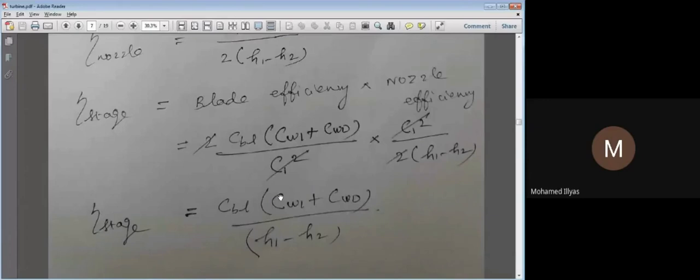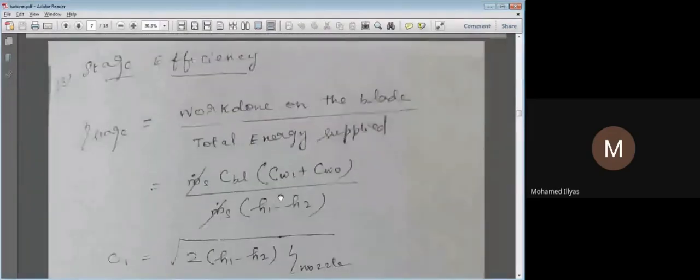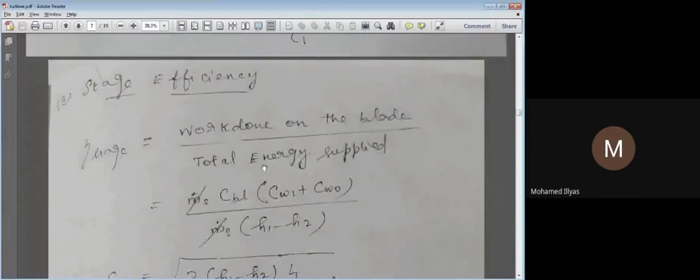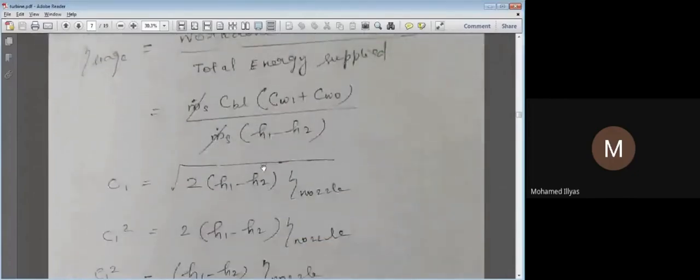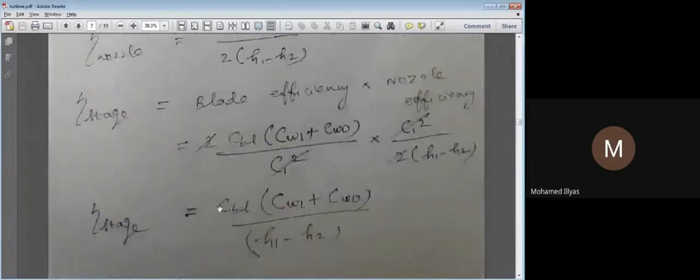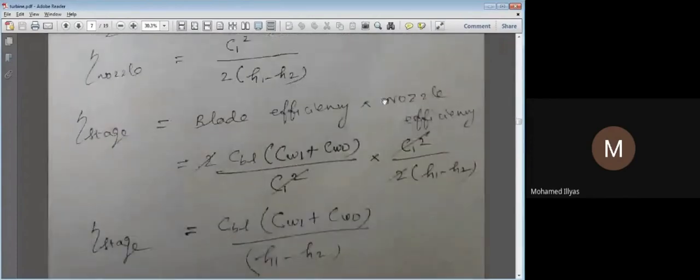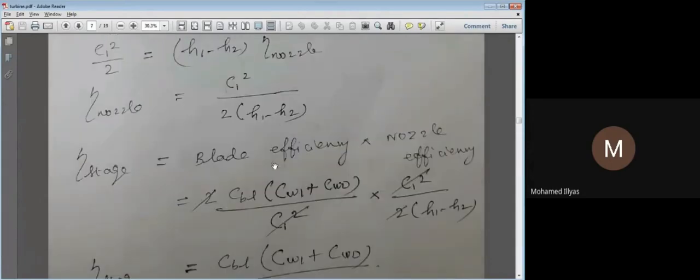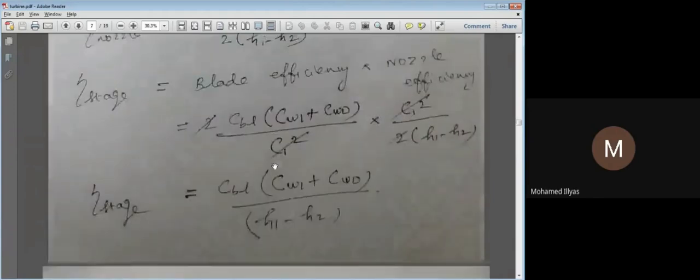So we have two formulas for stage efficiency. One formula is stage efficiency equals work done on the blade by total energy supplied, from which we get this relation. Suppose you know the nozzle efficiency and blade efficiency, there is no need to go to that first relation. We can directly multiply them and we'll get this. In this way we can understand the stage efficiency. I hope you understood this.